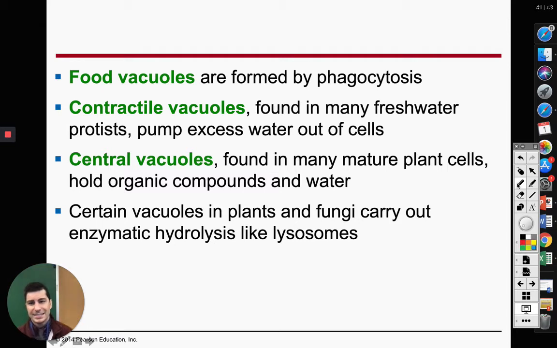The other one here, guys, is the contractile vacuole. So here's what is going on with the contractile vacuole. We have some kind of amoeba, protist, some kind of organism, and it's living in water. So I will just draw a glass of water here.